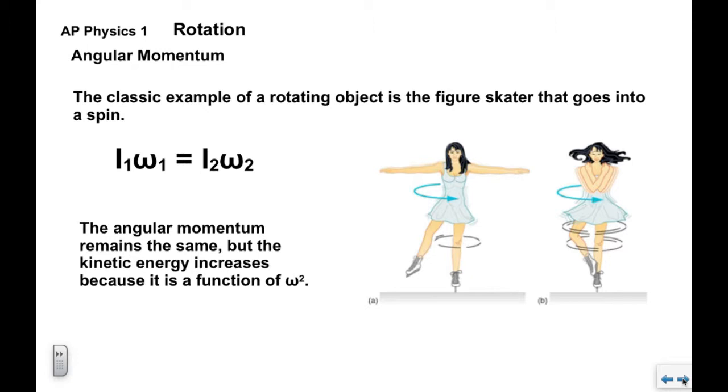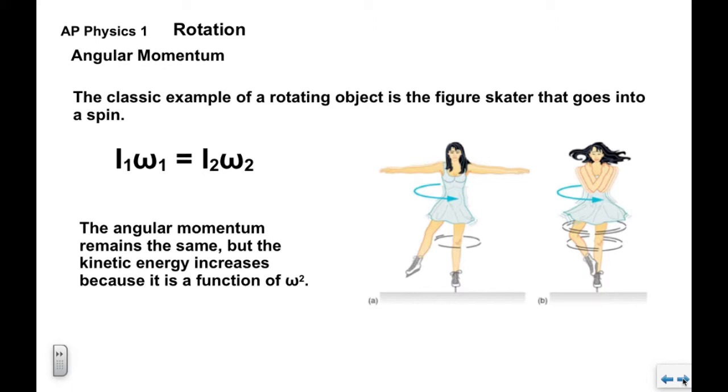Now, what we find is that the kinetic energy of the skater increases when she pulls her arms in, because the kinetic energy is a function of omega squared. Even though the I decreases in 1/2 I omega squared, the omega is squared, and it increases by the same amount that the rotational inertia decreases, so kinetic energy tends to go up.